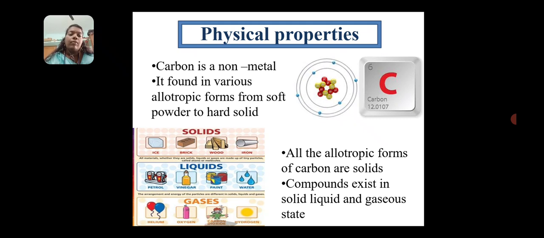In allotropic forms, most of the carbon is in solid form, and other forms of compounds exist in liquid and gaseous states also. Some examples of solids are wood, diamond, graphite, etc. In beverages we have carbon dioxide in liquid state, and carbon dioxide is also available in gaseous form. So these are some physical properties of carbon. First of all, it is a non-metal. Second, it is available in solid, liquid and gaseous states.